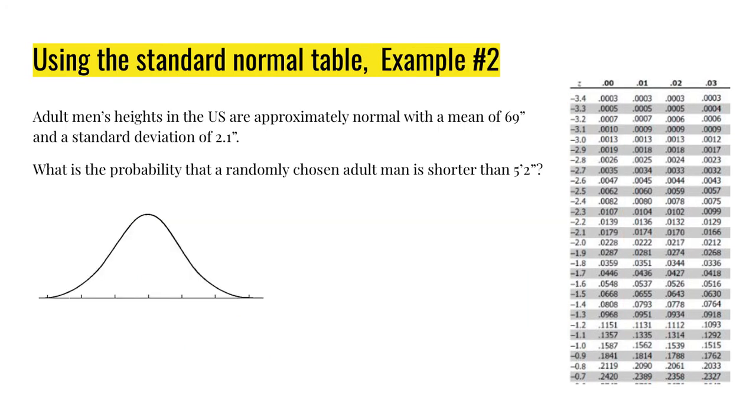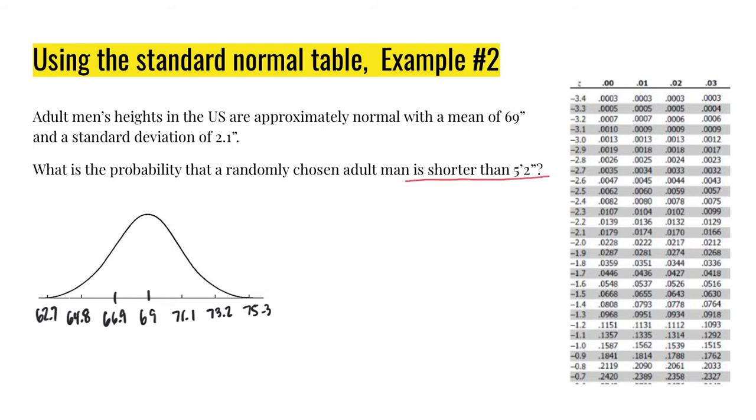Moving on. Now let's do one where it's not quite so obvious with the z-scores. Adult men's heights in the U.S. are approximately normal with a mean of 69 and a standard deviation of 2.1. As always, let's start out with 69 inches and then 2.1 inches. 71, not 0.1, that's 2.1. 73.2, 75.3, going back down, 67, so let's see, that's 66.9, 64.8, 62.7.